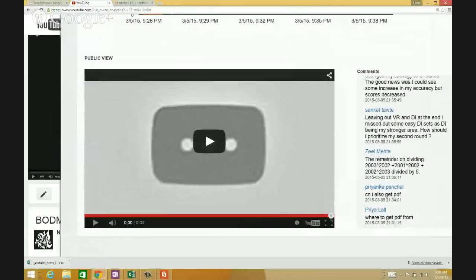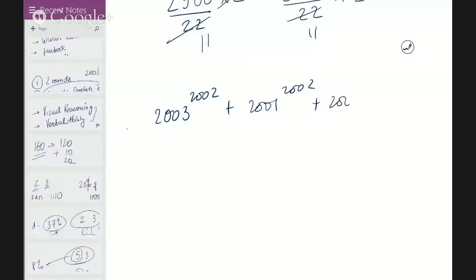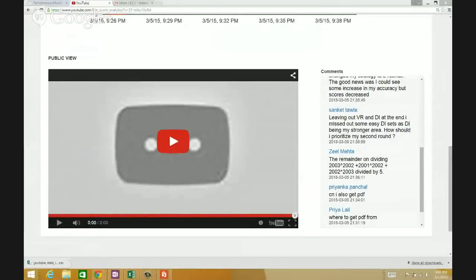Plus 2002 raised to 2003. 2002 raised to 2003 is divided by 5. Okay, now it's divided by 5, right? So, am I right? Question is correct. Yeah, it's divided by 5.